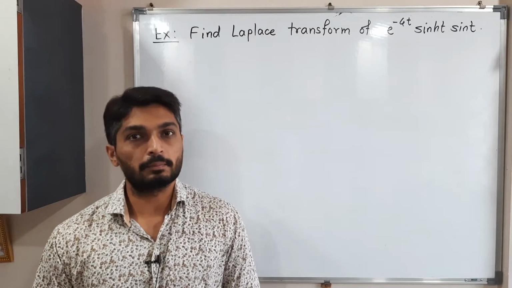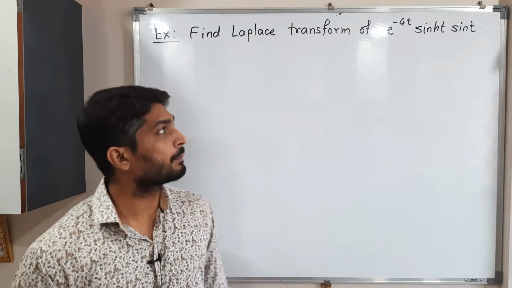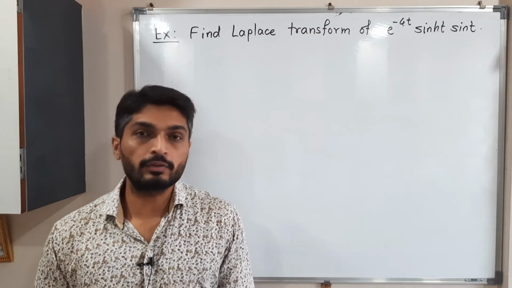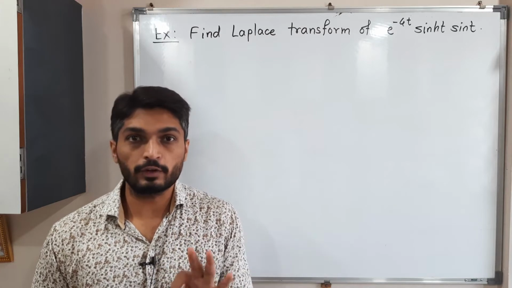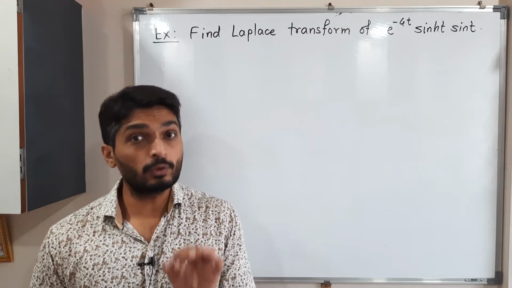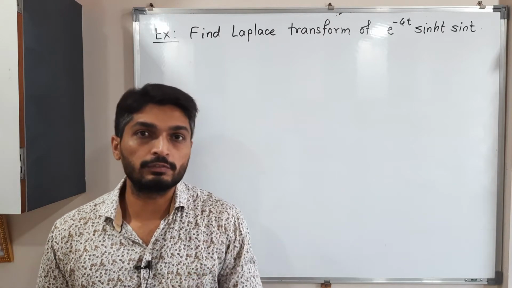Let us discuss this example. In this example, we have a function e raised to minus 4t hyperbolic sin t. We have to find its Laplace transform. So there is a product of three different functions and we have to find its Laplace transform. We know that when an exponential function is there, we go for first shifting theorem.